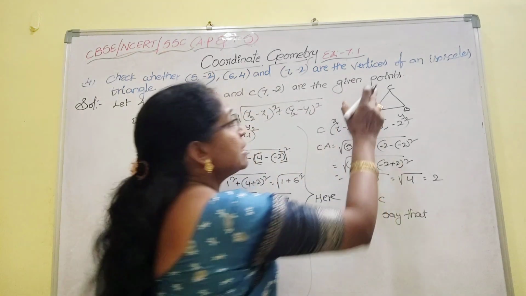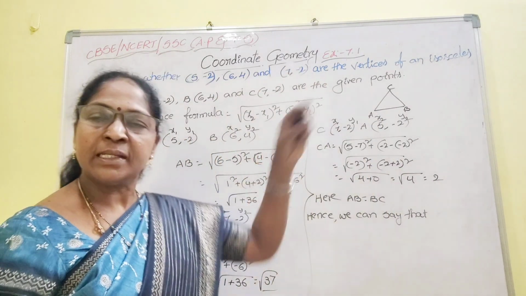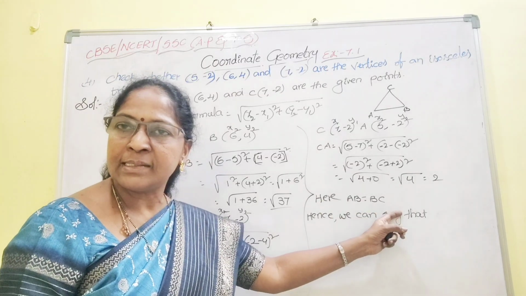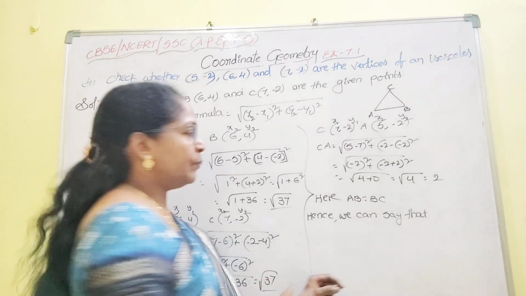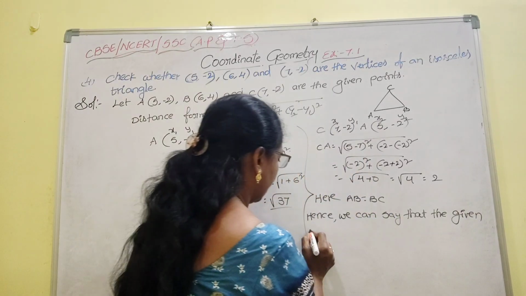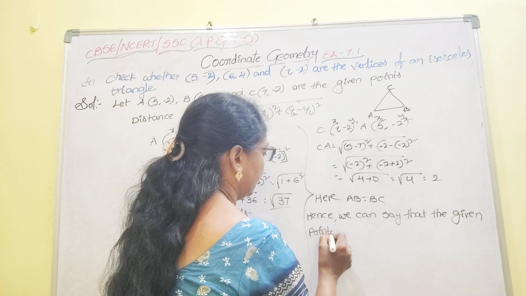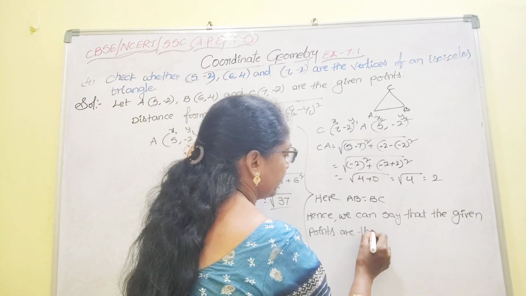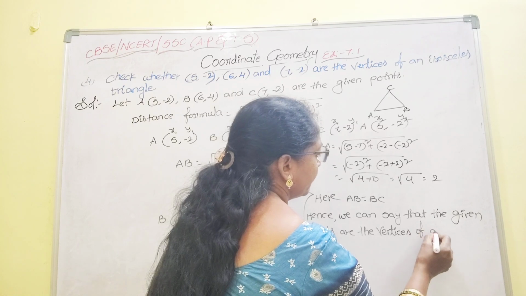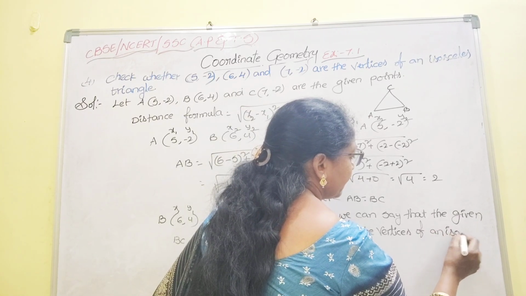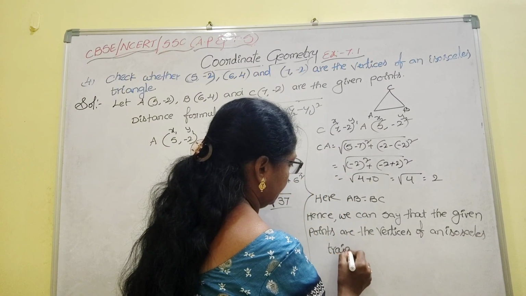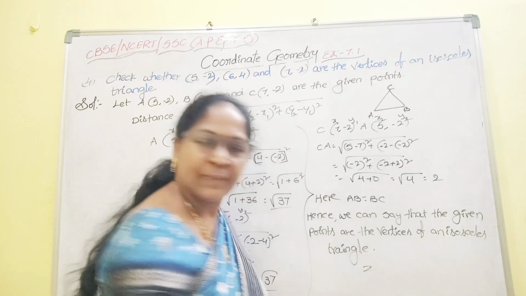these are the vertices. What do you have to say? Are the given points the vertices of an isosceles triangle or not? Yes, we can say that. Why? Because here two sides' distances are equal. So we can say that the given points are the vertices of an isosceles triangle. Is it clear?